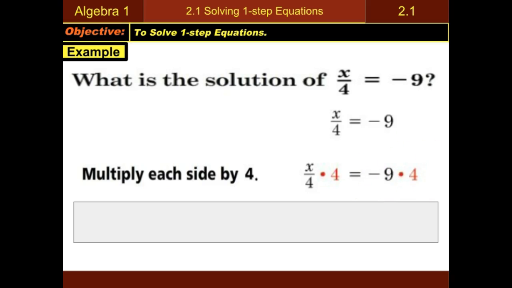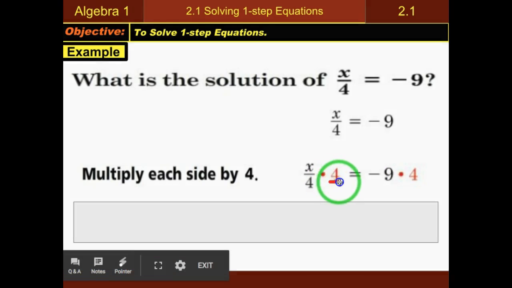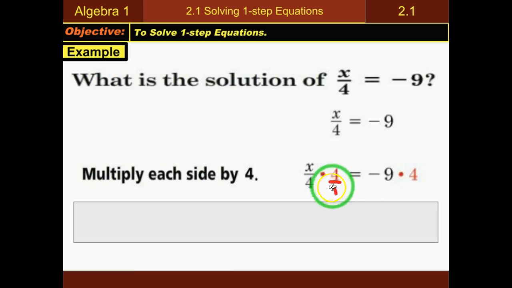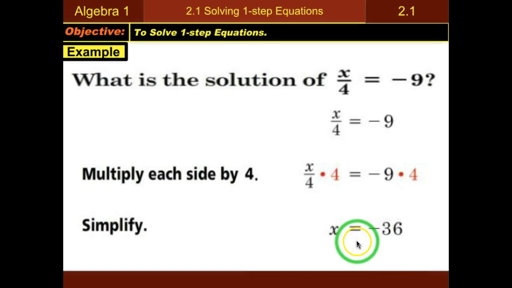Now, for those of you that struggle, you can think of this as a fraction. Anytime you have a whole number that's not a fraction, you can place it over 1 to make it a fraction. And then you could see how we'd have 4x over 4. All right, and once again, that gives us our 1x. That gives us our -36. -9 times a positive 4 would be a -36.